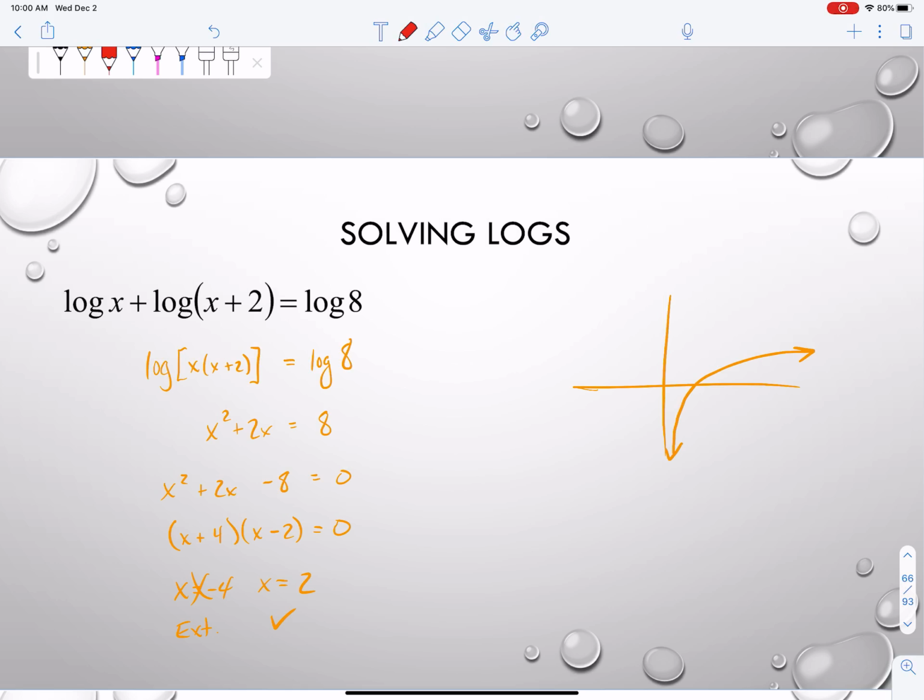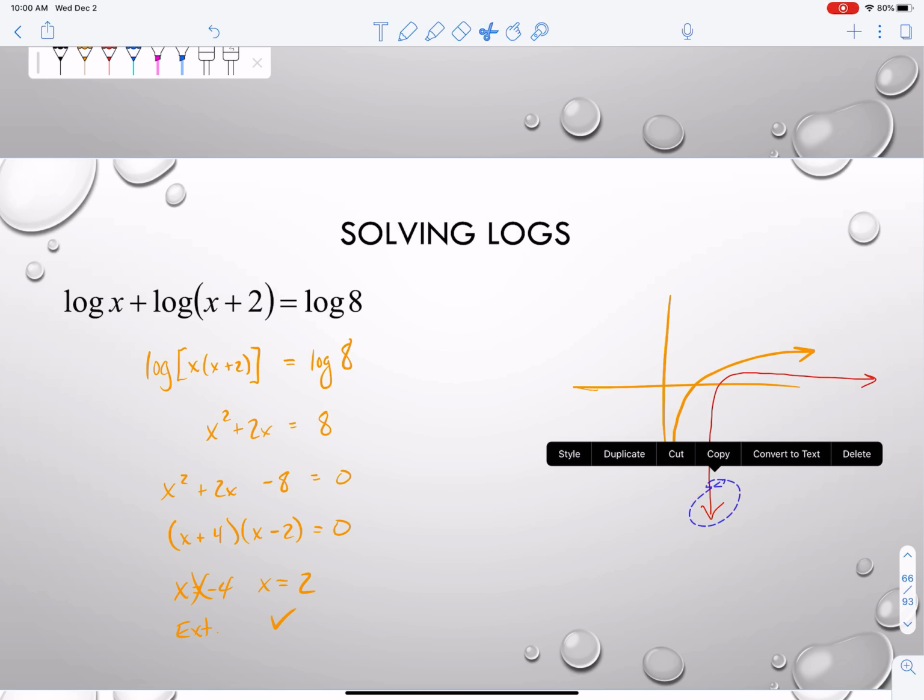maybe not necessarily. If I had a log that was shifted over here, it was very steep, I could get something that's like that. So when I start throwing multiple logs in here, it is possible that we get more than one point of intersection. Or possibly even if I took that same log right here and I move it down here, we're going to have no intersection. We could have no solution.